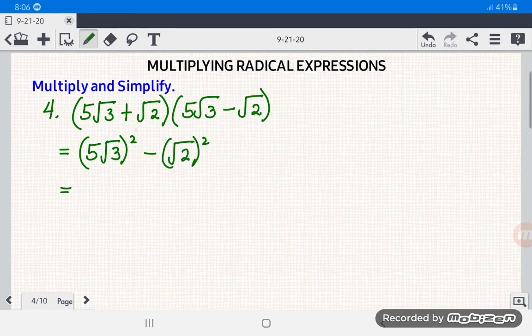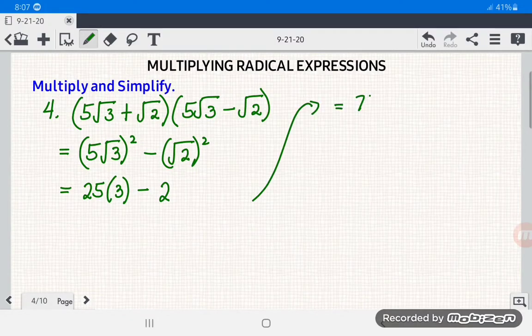Then let us now simplify. 5 squared, so that is 25. Then square root of 3 squared. We all know that if that is the case, the answer is the radicand itself, so times 3. Then minus, again, square root of 2 squared. The answer is 2. Then we have 25 times 3, so this is 75. Then minus 2. We have 73 as our answer. So that is number 4.